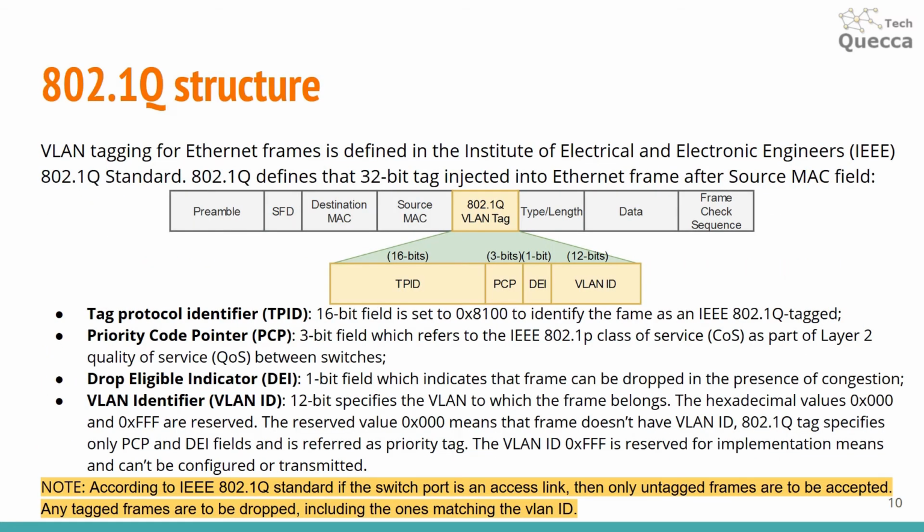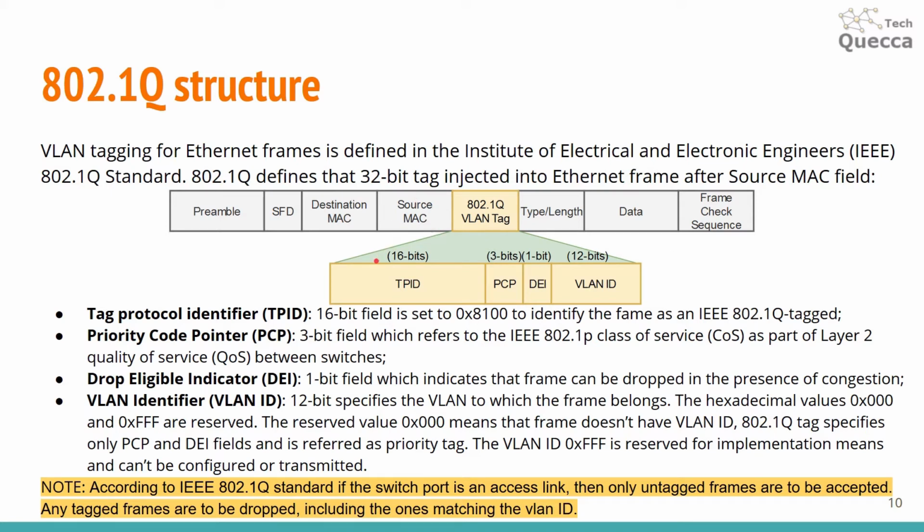To find out which frame belongs to which VLAN, we need to tag them somehow. For this purpose, we have the 802.1Q standard, which defines that a 32-bit tag should be injected into the Ethernet frame after the source MAC address field. Here in the picture, we have an example of the frame, and we can see that the VLAN tag is injected after the source MAC address field.